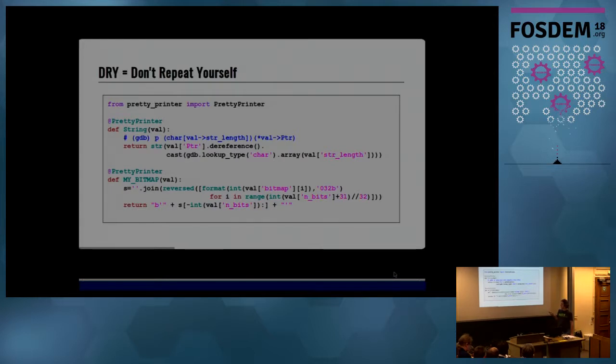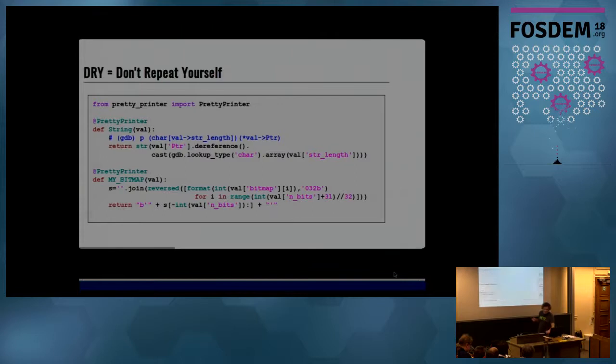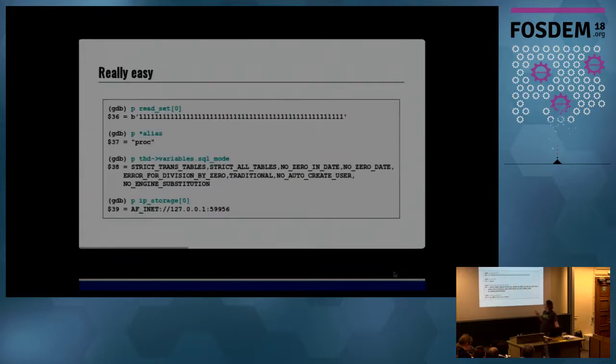And then it's much easier to write and much less code and no copy pasting anymore. And after that, my debugging sessions go something like this. So bitmaps are printed as bitmaps, strings are printed as strings. When I print this set of bits, I immediately get the bits deciphered in a way. And this is how IP storage is printed for me.